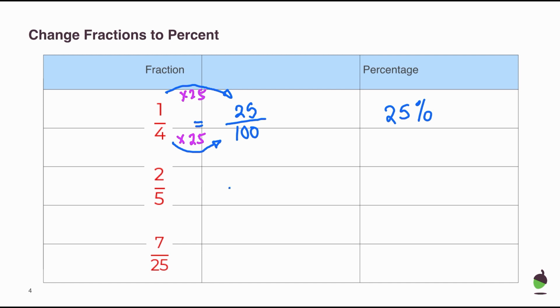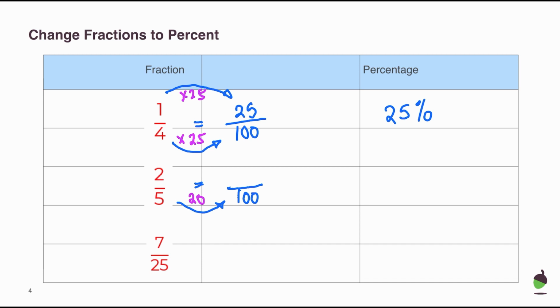Ano naman gagawin natin kay 2/5? Because our first thing we need to do is make it over 100. Para madali natin siyang gawing percent. Para magawa natin yon, kailangan natin mag-isip, ano yung multiply natin kay 5 para maging 100? So, ang imumultiply natin kay 5 is how many? 20. 20 is equal to 100.